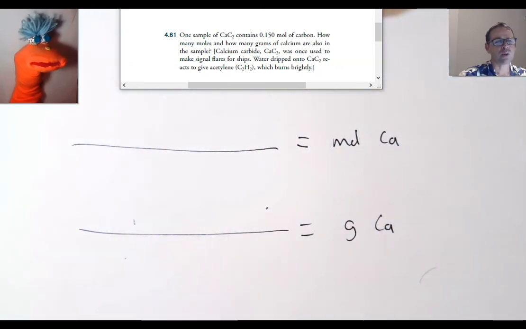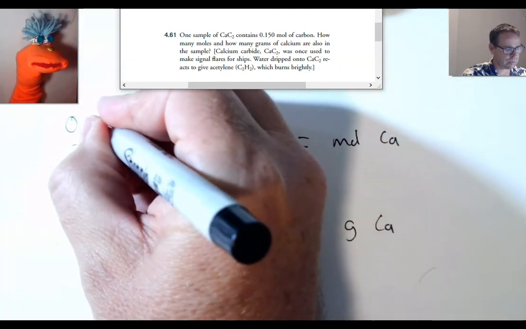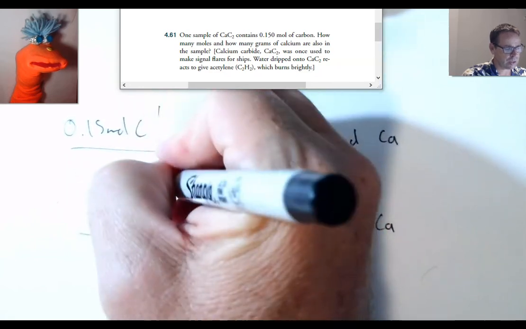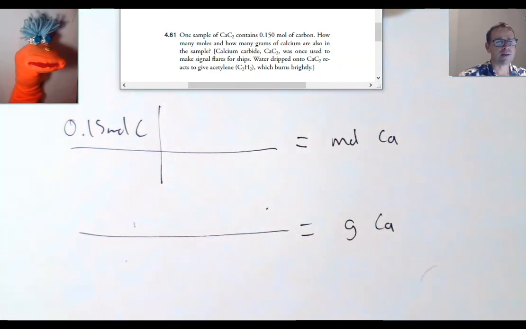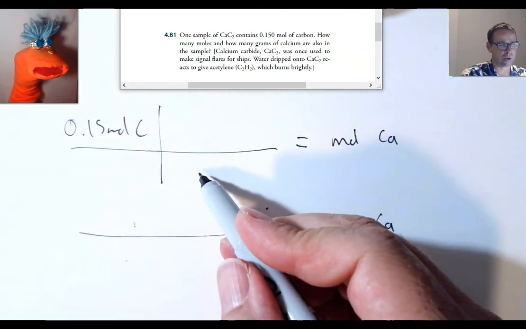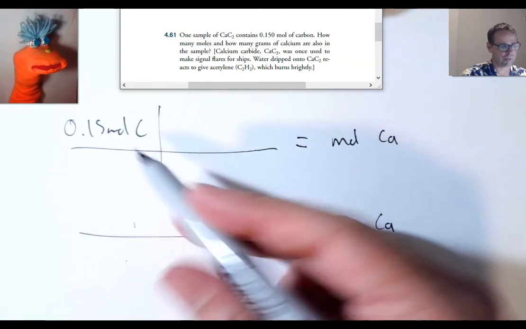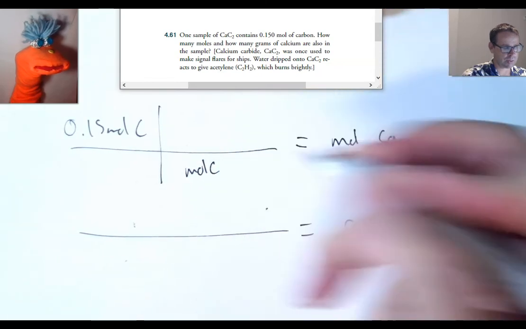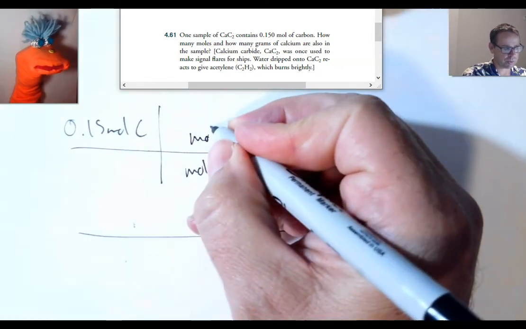All right, so how many moles of calcium? If we have 0.15 moles of carbon in this sample, what has to go down here? You need to get rid of moles of carbon. Very good, so I need moles of carbon up here. Can I go from moles of carbon to moles of calcium?